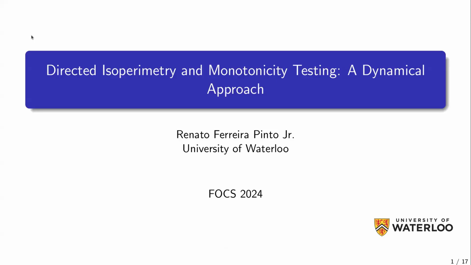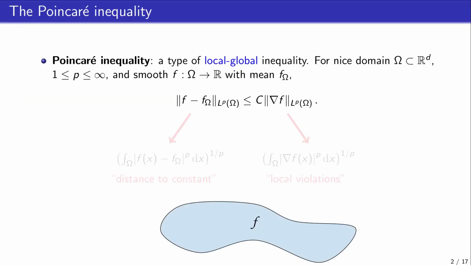In this talk, I'd like to tell you about this paper on directed isoperimetry and monotonicity testing, and in particular the connection between these two concepts. So I'm going to start the talk by telling you a little bit about isoperimetry and then how it connects to monotonicity. So to tell you about isoperimetry, I want to talk about this Poincaré inequality.